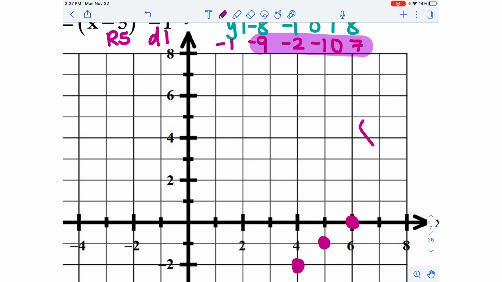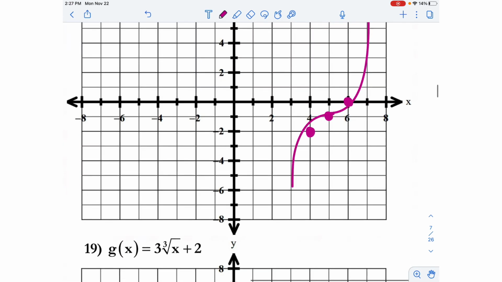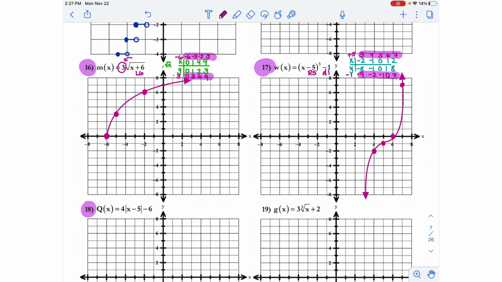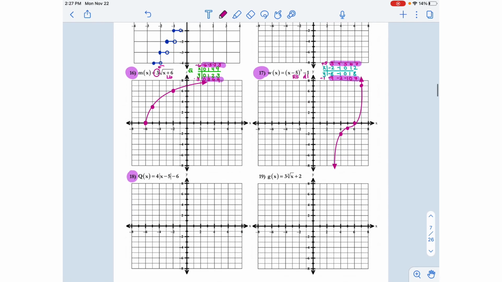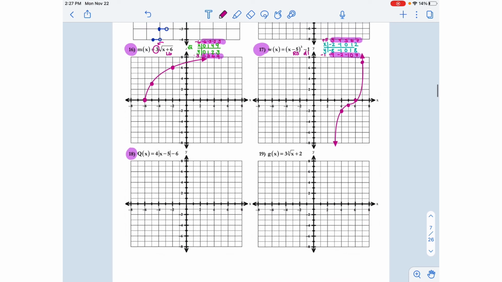Oops. Oh, let's try that again. There we go. That way and this way. Beautiful. Okay, last but not least, and this is a quick one, this is an absolute value function.